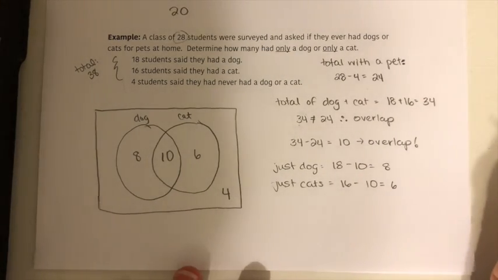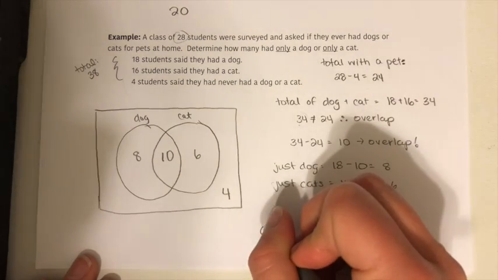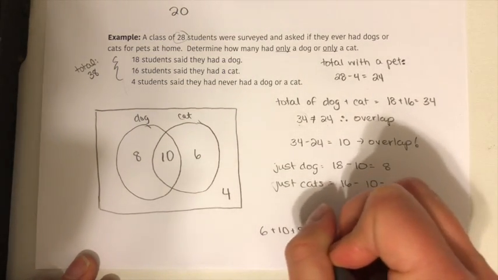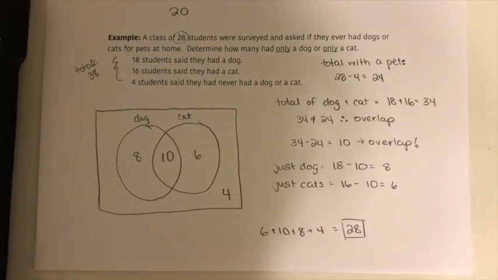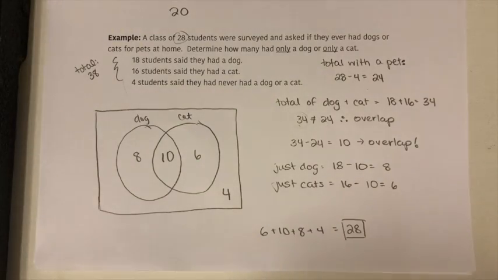Okay, and to make sure that we did this right, we're going to go 6 plus 10 plus 8 plus 4. This is 28, so there is our total. Okay, so we know we have done this correctly.